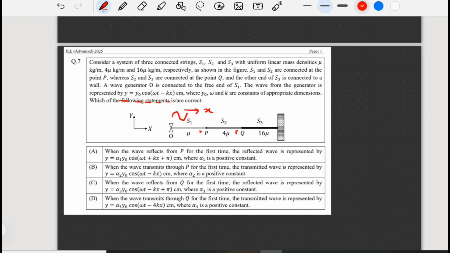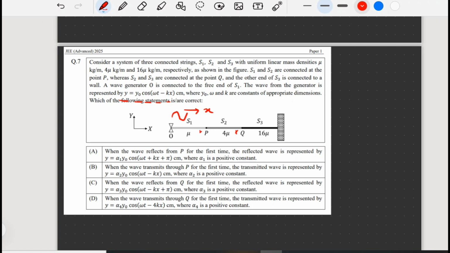The wave will pass through these points P and Q, which are points of varying density. One side has density μ, the other side has 4μ. One side has 4μ, the other side has 16μ linear mass density. At these points, some of the wave will be transmitted and some will be reflected. So let us find out.